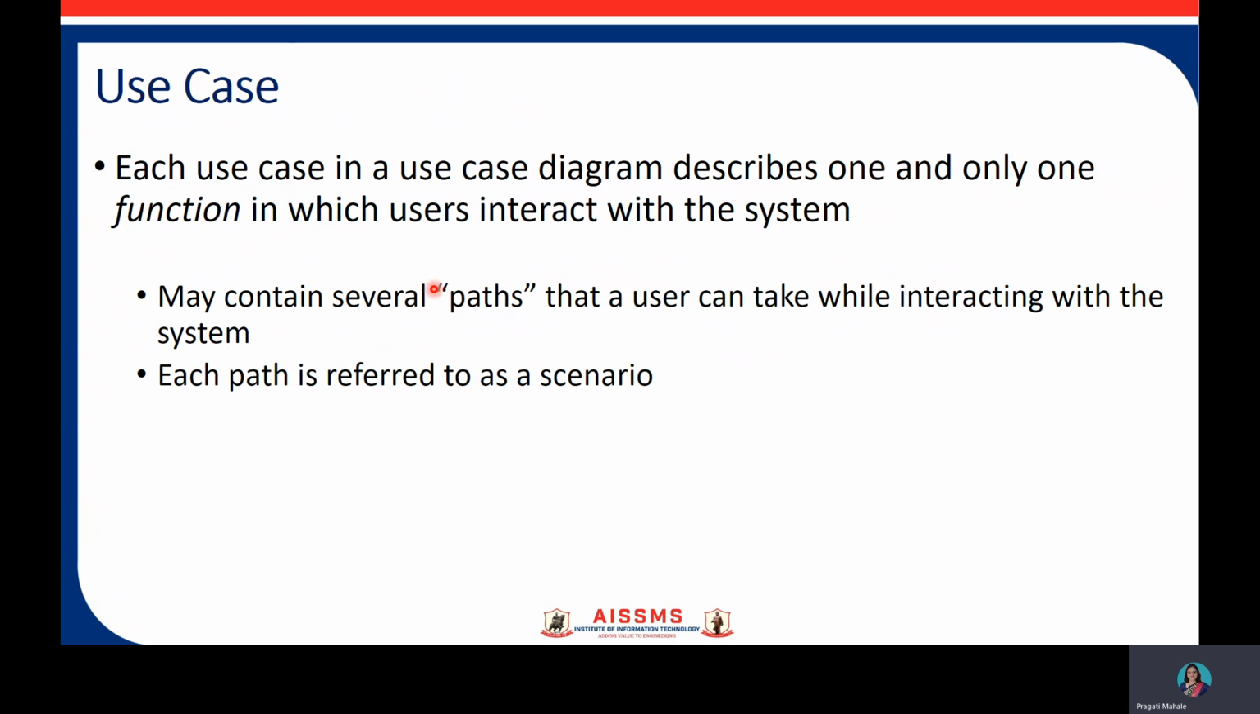So we can have multiple use cases designed in our modeling. Every use case represents some functionality or some process or the operation which is taking place in the system. Use case may contain several paths that the user can take while interacting with the system. Each path is referred to as a scenario.